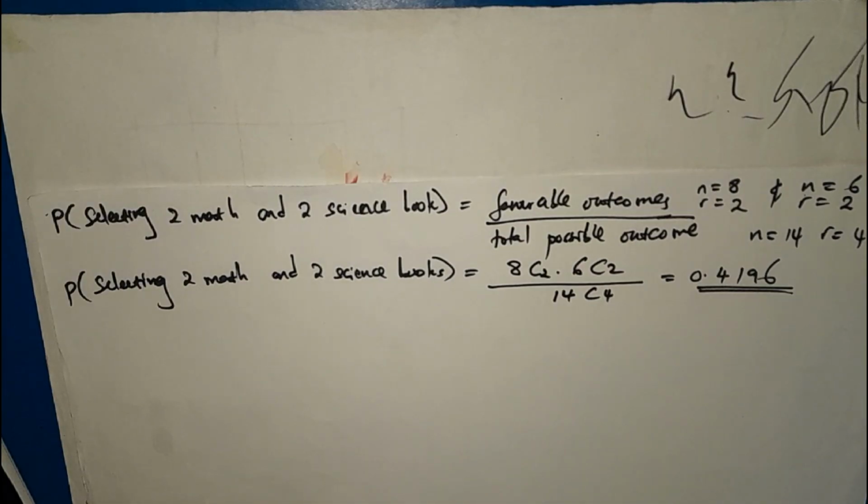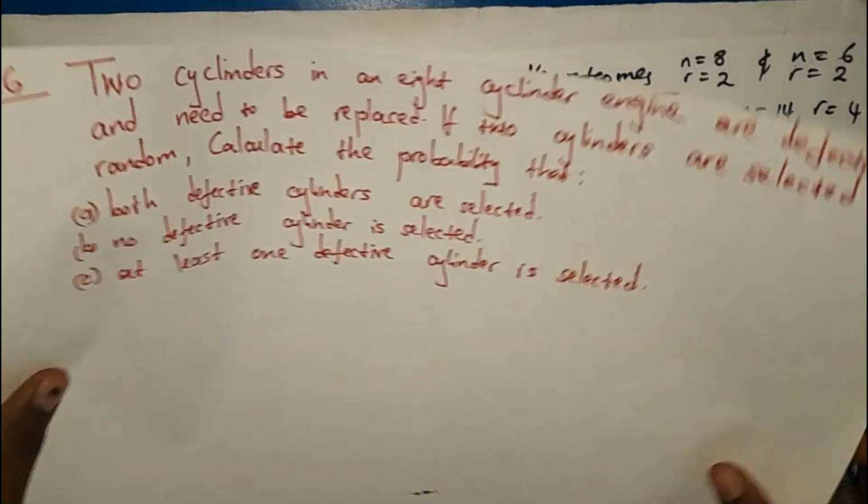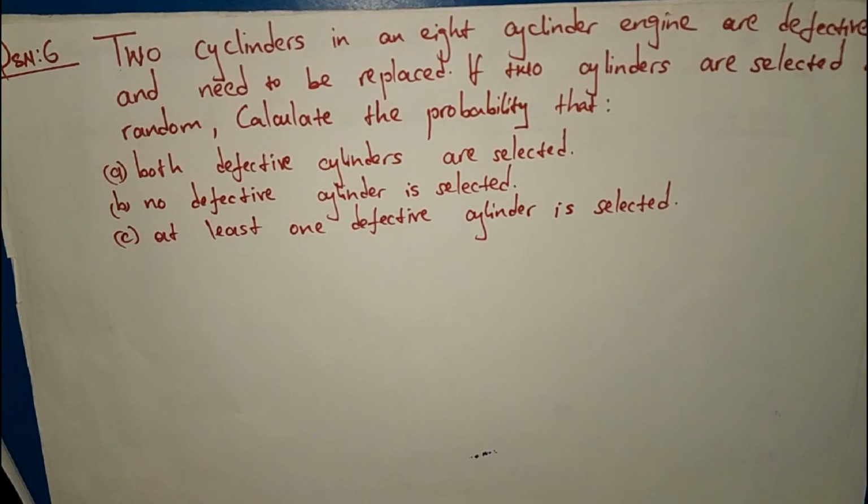On the last question, question number 6, I'm going to work it out here. Question number 6 is saying 2 cylinders in an 8-cylinder engine are defective and need to be replaced. If 2 cylinders are selected at random, calculate the probability that both defective cylinders are selected.